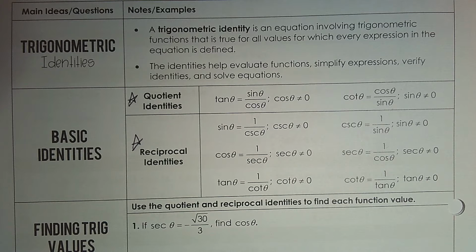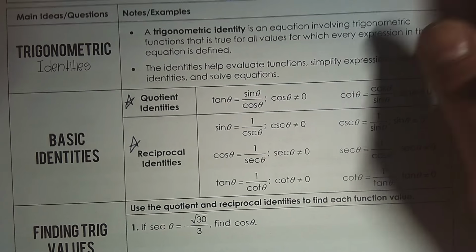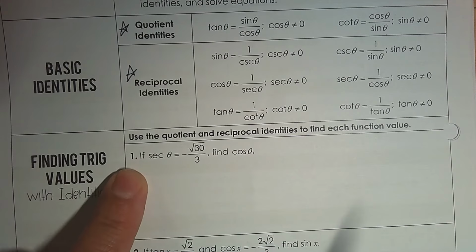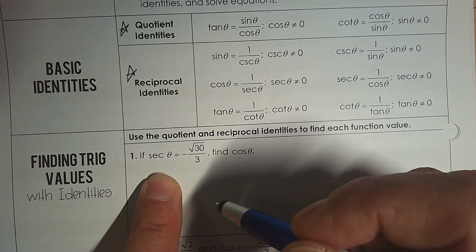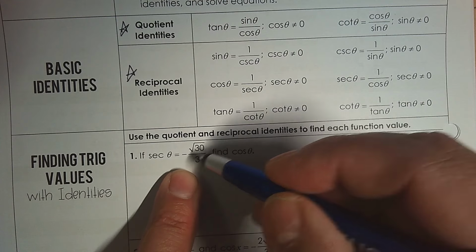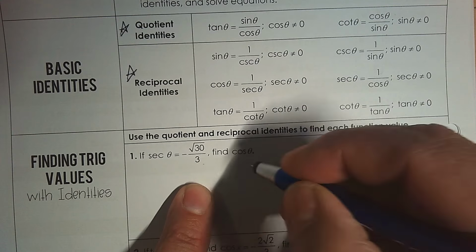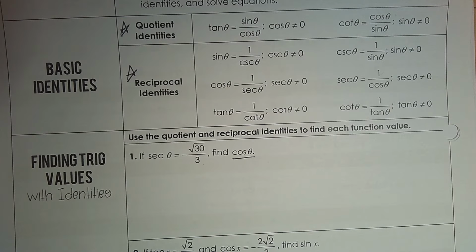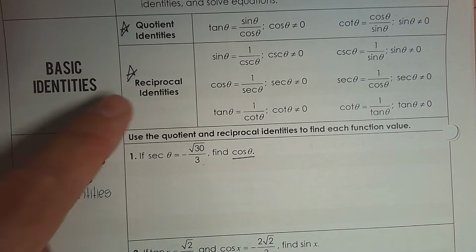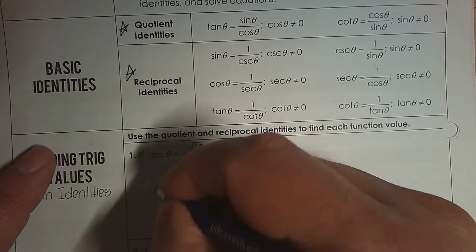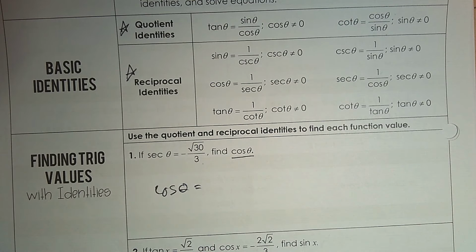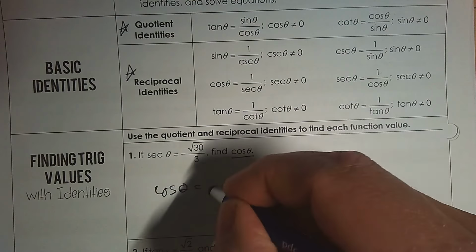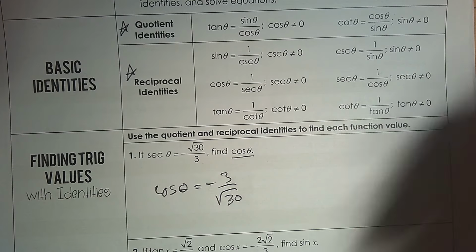So let's see what we would do to solve this. Number one, it says secant theta equals negative root 30 over 3. And what are you asked to find? Then you have to think, how would an identity help me find the value? Well, secant and cosine are reciprocals. So which identity would you use? How would you know right away what cosine theta equals? You would just do the reciprocal and you have your answer.